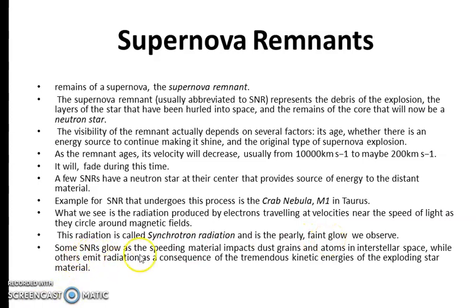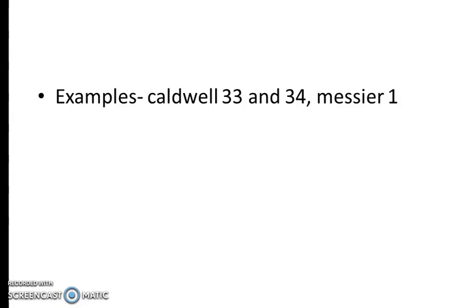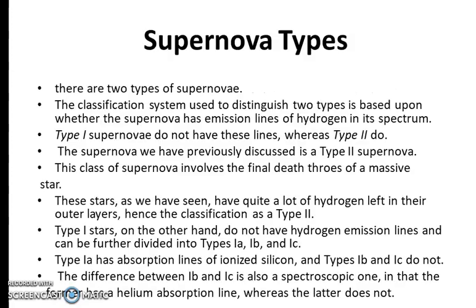Some SNRs glow as the speeding material impacts dust grains and atoms in interstellar space. Some glow when the material impacts the atoms in interstellar space, and some others emit radiation as a result of the tremendous amount of kinetic energy of the exploding star material. There are some examples of supernova remnants: Caldwell 33, 34, and Messier 1 or M1. So these are the examples.